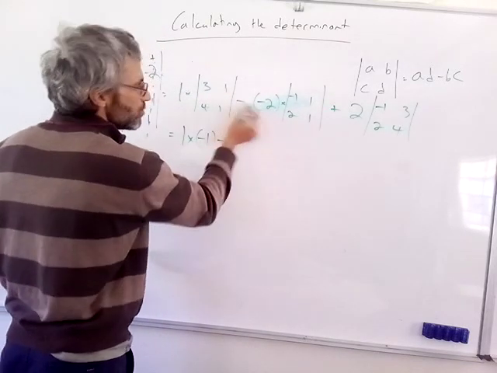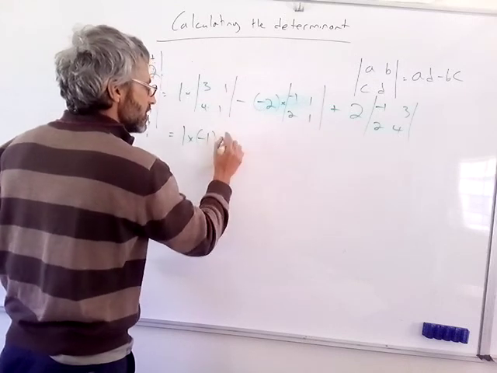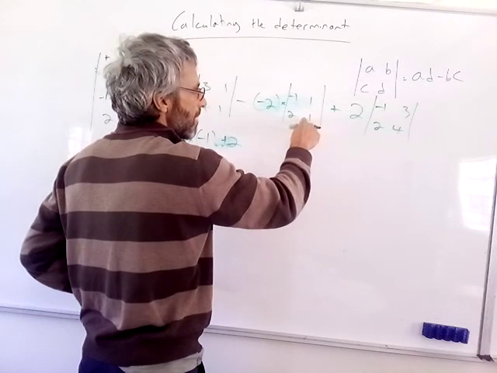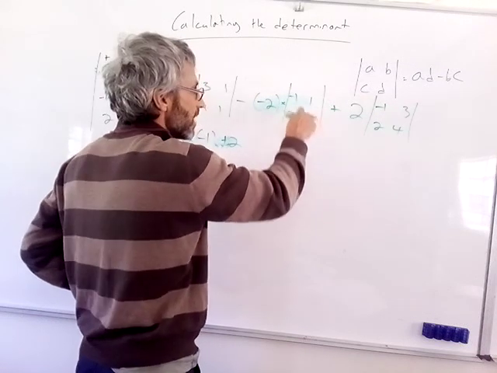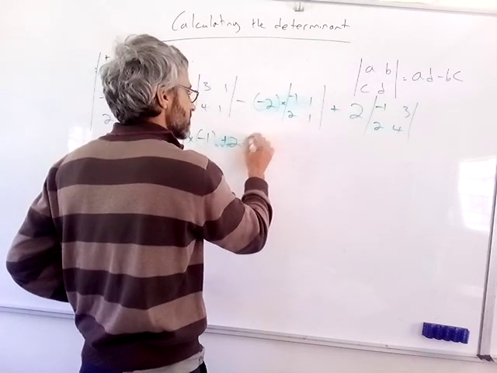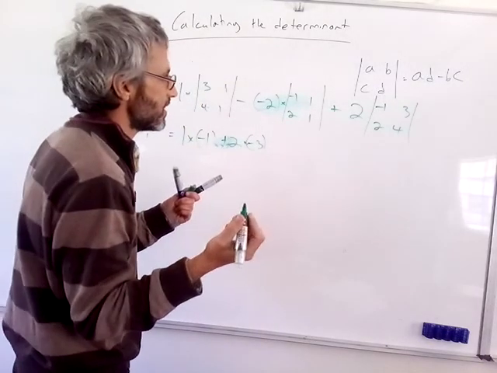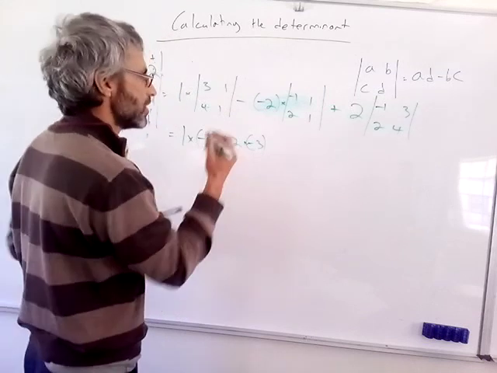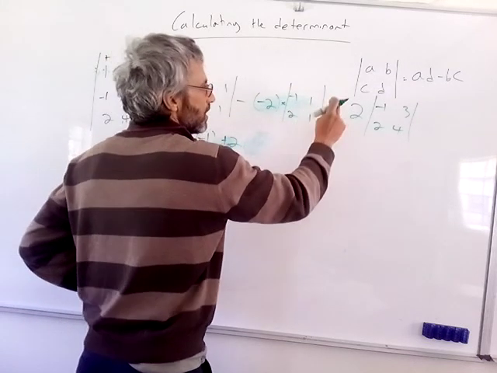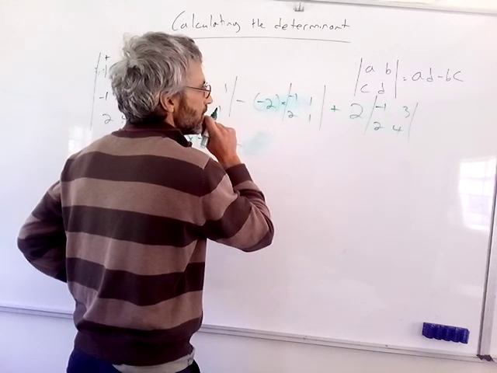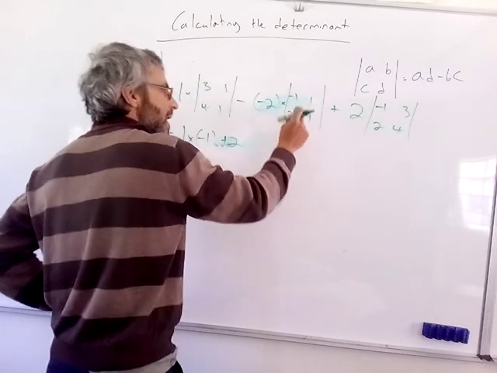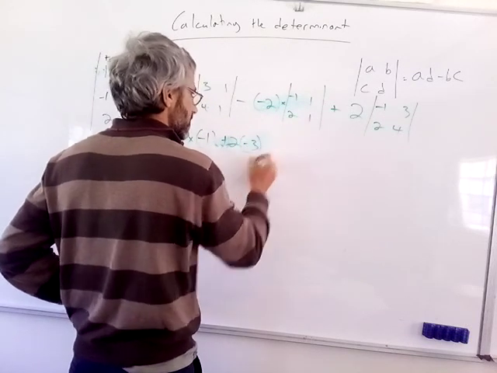Minus, okay, minus is plus. So plus 2 times the determinant of this 2 by 2 matrix: minus 1 times 1 is minus 1, minus 2, so it's times minus 3. I might be making mistakes here. Hopefully not. So it's minus 1 minus 2. It's minus 3.